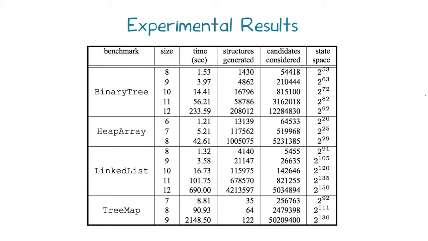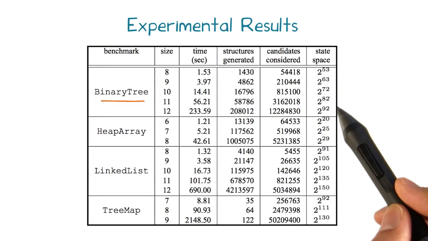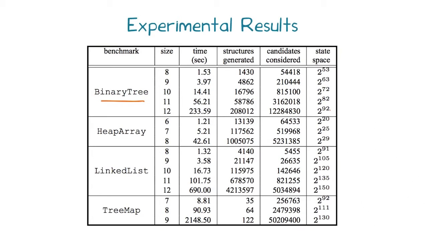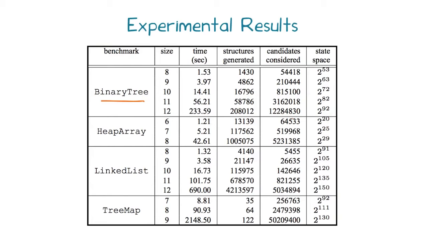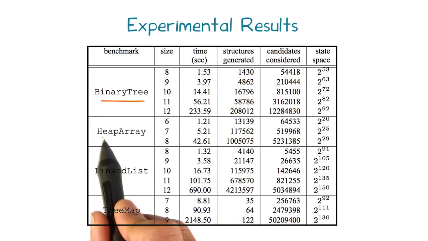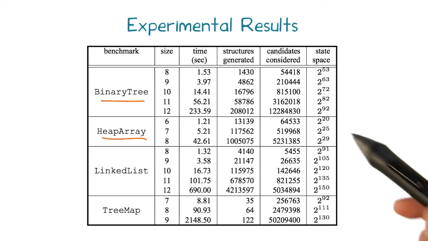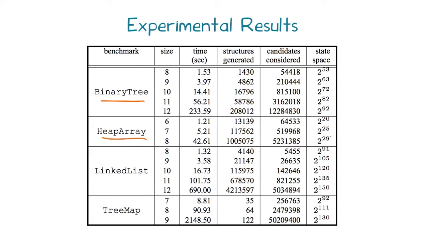In practice, Korat's scheme for eliminating illegal and redundant test cases has proven to be highly effective. Here you can see that for binary tree objects, for each node in the tree, the full state space grows by a factor of about 1000. But Korat is able to reduce its search space to about 4 times as many candidates considered for each additional node, a massive speedup. Similarly, for heap array objects, the state space grows by a factor of about 32 for each new node, whereas the number of candidates considered grows by only a factor of about 10.